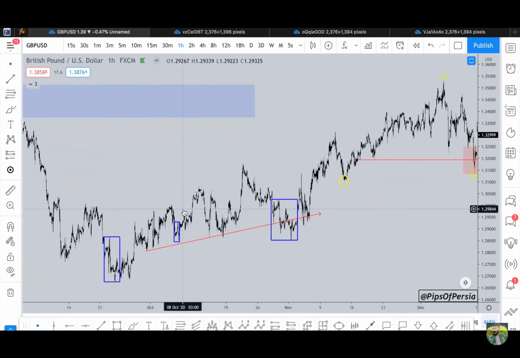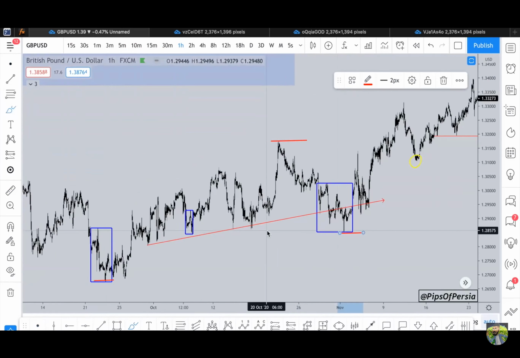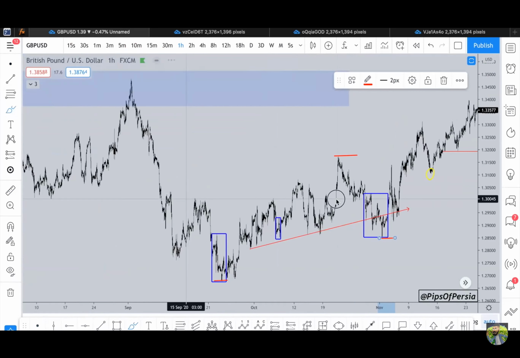Another textbook example is this low over here for GBP USD. Generally speaking, the major structure points would be that low over there, this high, and then potentially this higher low over here. This was also a move that in a way challenged some previous major structure points.